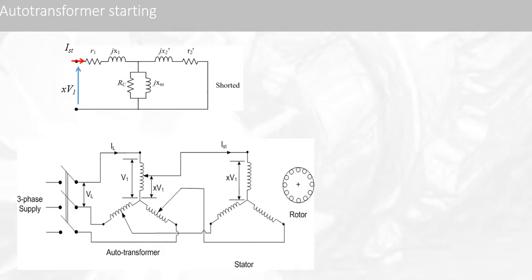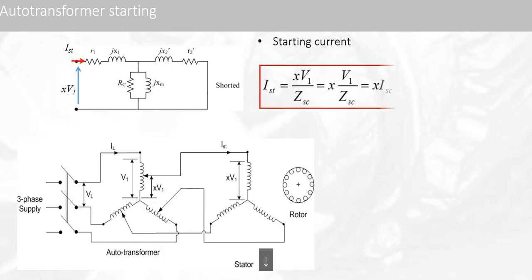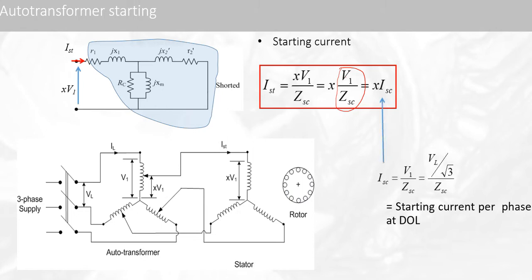The starting current is given by the formula IST equal to V1 divided by ZSC. Here only an X fraction of the voltage is applied, so it is replaced by X into V1. We know that V1 divided by ZSC is equal to the short circuit current of the three-phase induction motor, which is seen in DOL starting of an induction machine. So IST is equal to X into ISC.